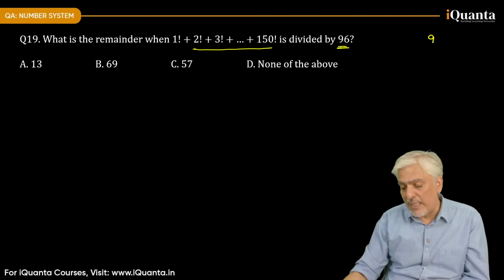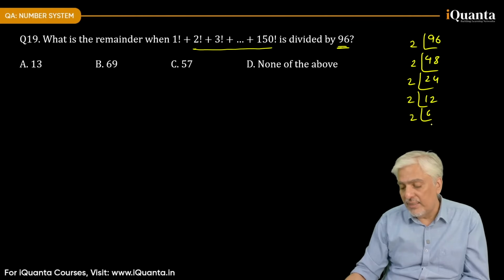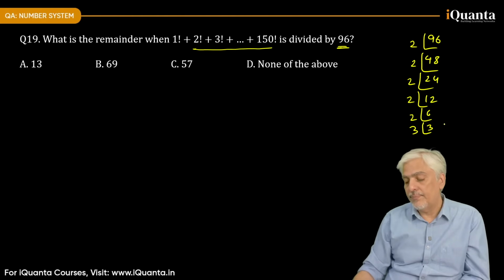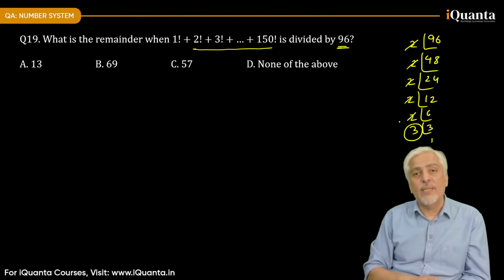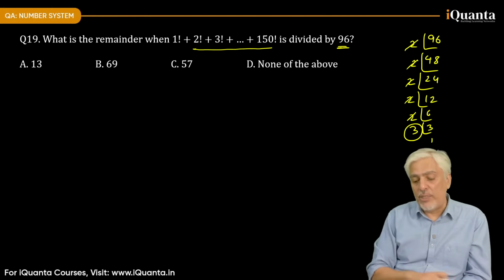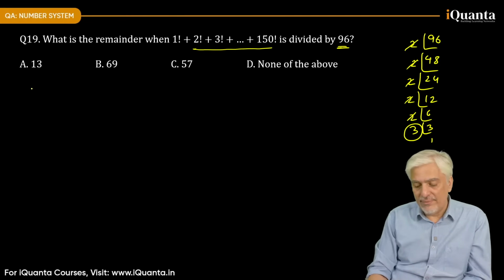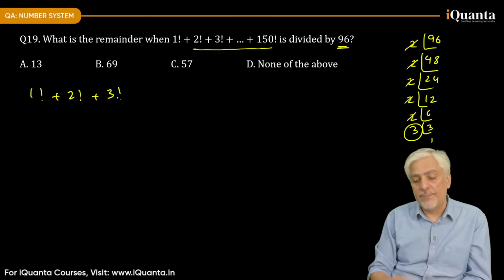What is 96 made up of? Two 48s, two 24s, two 12s, two 6s, two 3s. So one 3 will come immediately. When will five 2s come? From which factorial will five 2s come? Like 2 factorial has only one 2, 3 factorial also has only one 2.